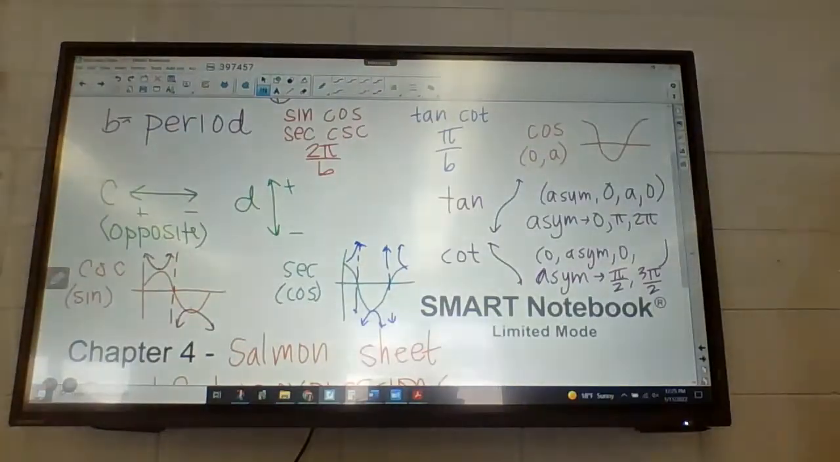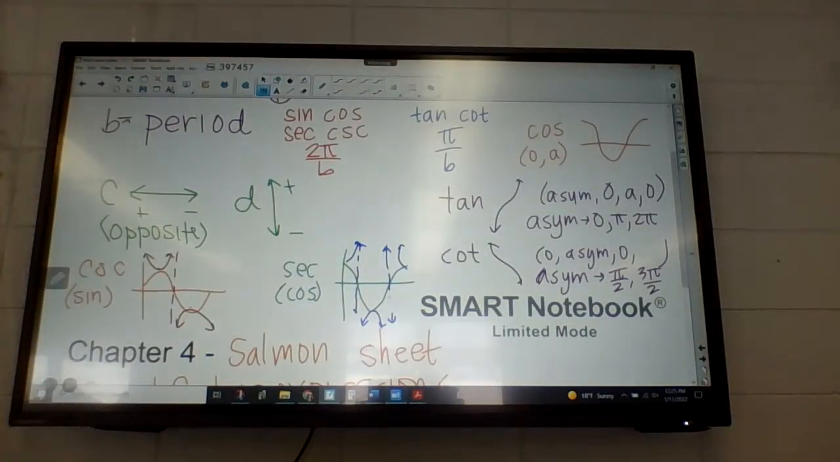So do we want an example of something? Yeah. I have a question. On my note packet, it said that the tangent asymptotes were at the halves. Do I have that wrong? Dang it, I think I do. Thank you, Kara. You guys, I'm sorry.